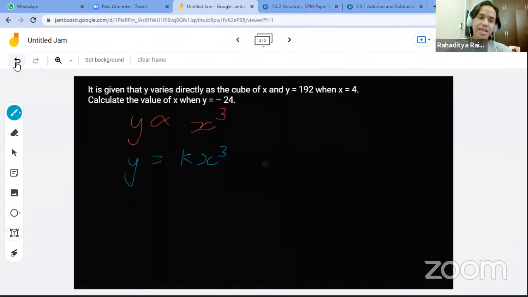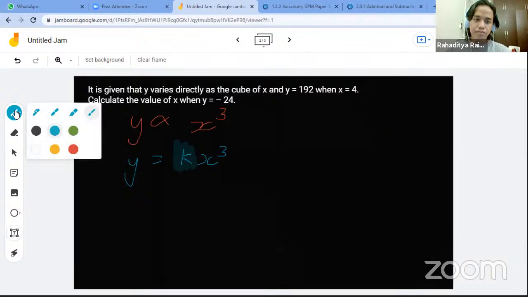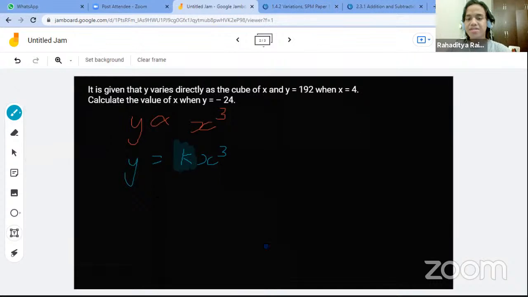So let's see. To calculate K. Okay, so how do you calculate K exactly? Can someone tell me the answer? How does one calculate K? What's the next step that you have to do to calculate K? Substitute the value of x and y, yes.